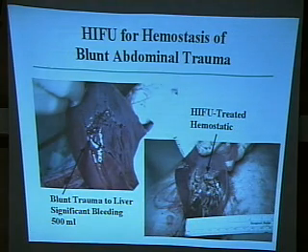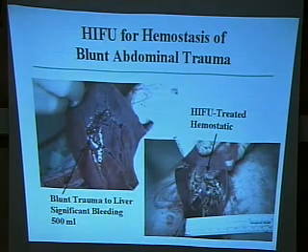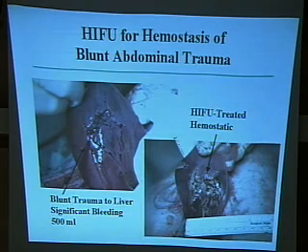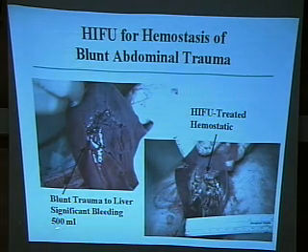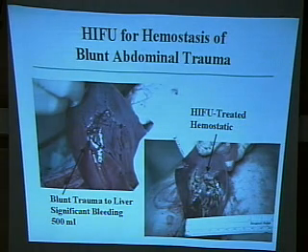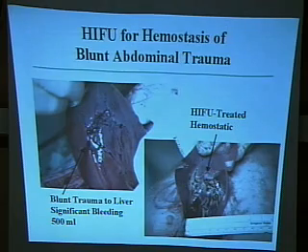This was done in an animal model with a high-speed impact to the liver. We got significant bleeding, 500 milliliters in about 10 minutes. That's very significant. We treated these livers with HIFU, and we got hemostasis.